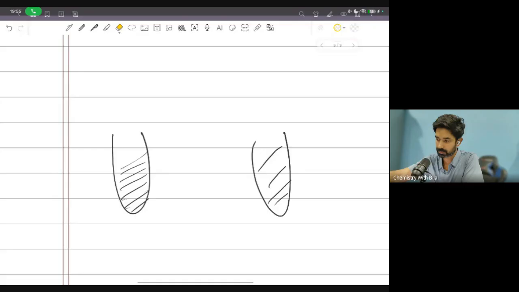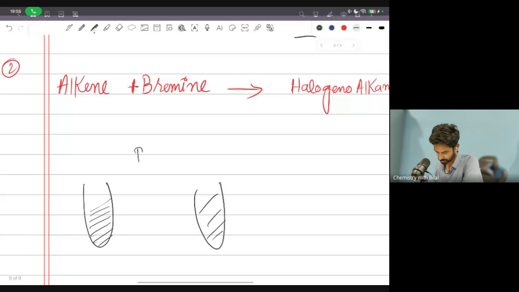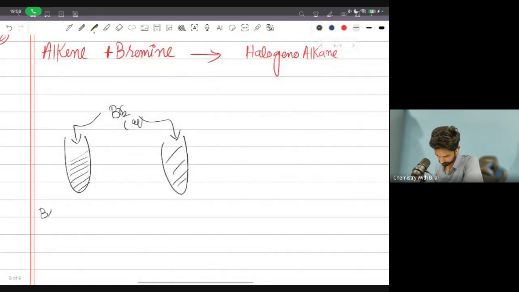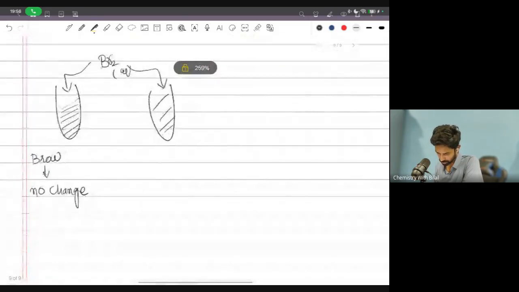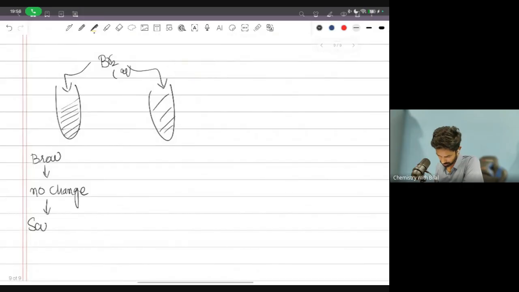We can draw the structure to show it. So how do you distinguish whether the molecule given is alkane or alkene? Imagine you're given 2 solutions, and you've been asked to identify whether it is unsaturated or saturated. You will add aqueous bromine, a few drops here and a few drops here. The color of bromine is brown, and here the brown, there is no change. If the brown color of bromine remains unchanged, it means that it is a saturated hydrocarbon.